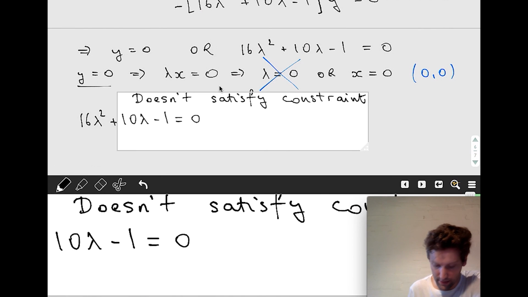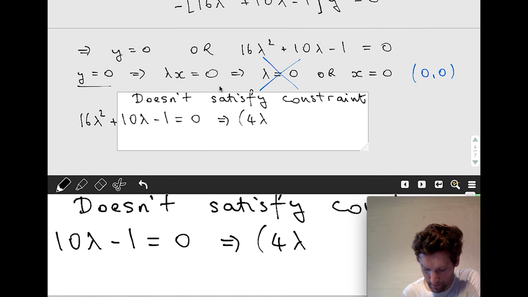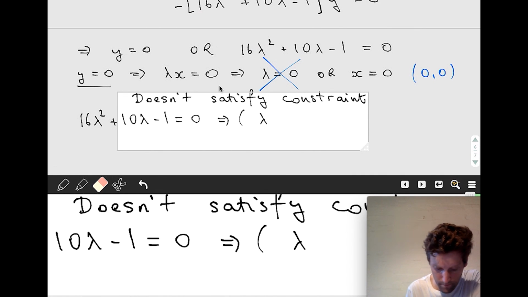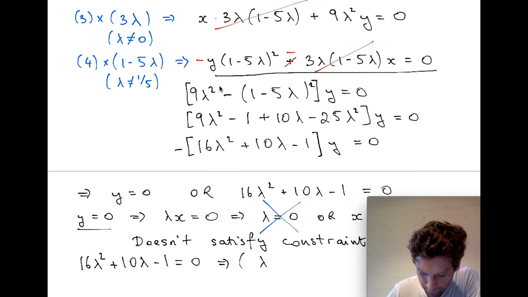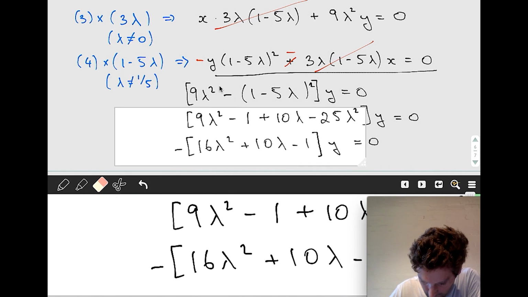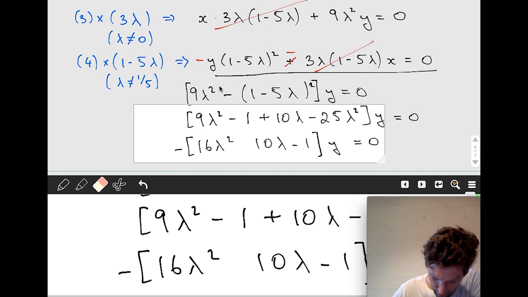So we can factorize that. That gives us factors of 4 lambda. There's a slight error here somewhere. Yes, I made a slight error here. I took out a minus sign, that this should have become a minus sign. That's a plus sign. There we go. That's better.